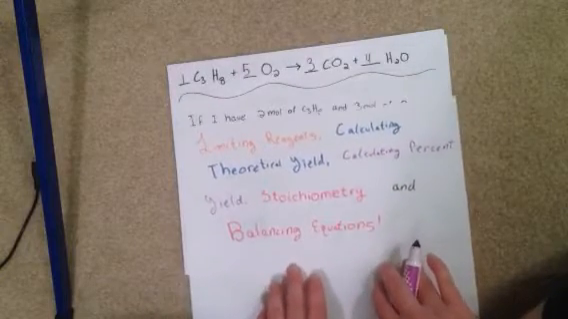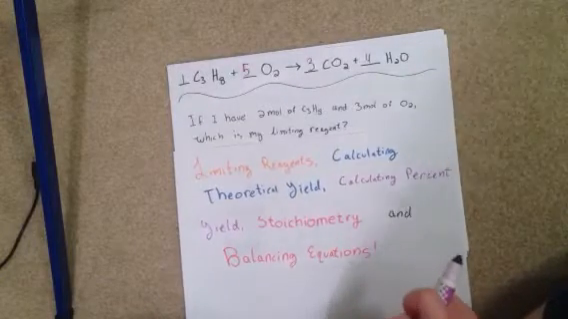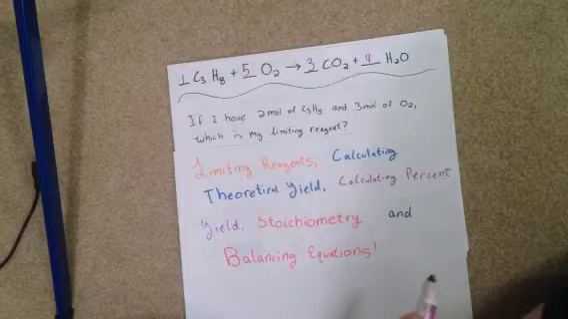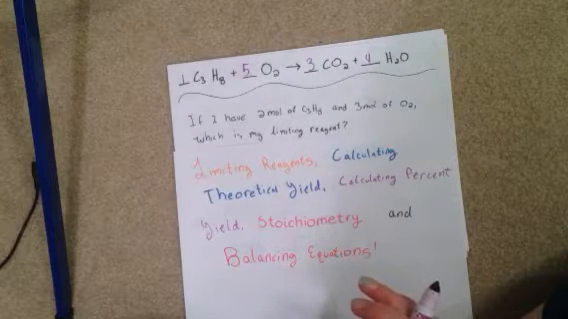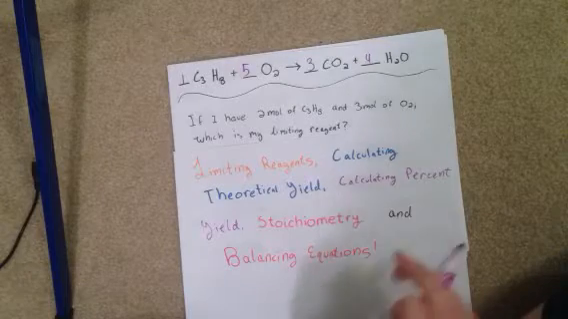So, let's go ahead and figure out what our limiting reagent would be in these equations. So let's say we have 2 moles of C3H8 and 3 moles of O2. So, which one is the limiting reagent?